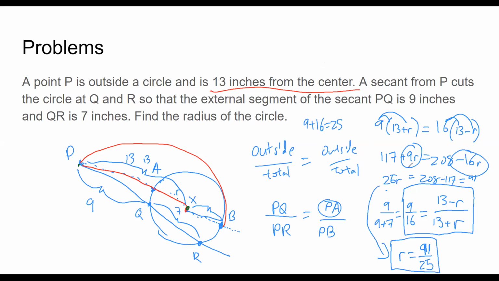Then where'd the 91 come from? Oh, the 91 comes from, because we have a 208 over here and we have a 117 over here. So I subtracted 117 from both sides. So 208 minus 117, and that gives us our 91. I got it. Okay. Thanks for asking.